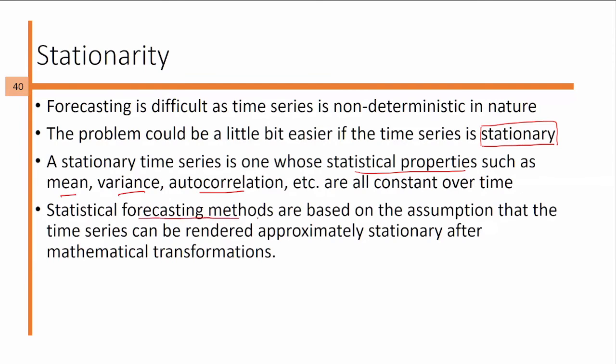Statistical forecasting methods are based on the assumption that the time series can be rendered approximately stationary after some mathematical transformations. So if your data is not stationary, then you need to make it stationary by using some transformation. You first need to check whether trend, seasonal, all those things are there in the data or not. And if they are there, then you need to remove them.